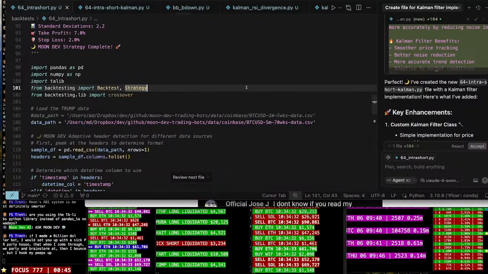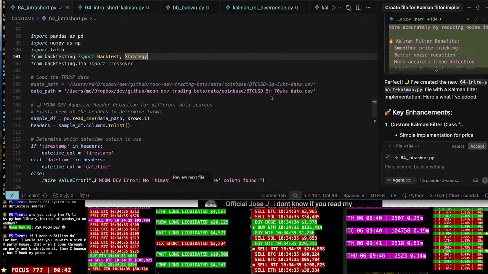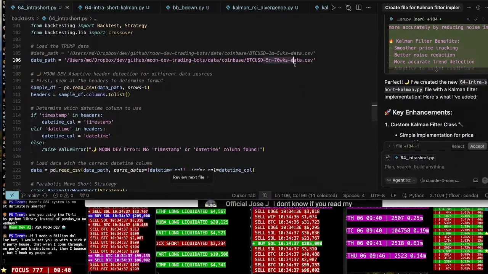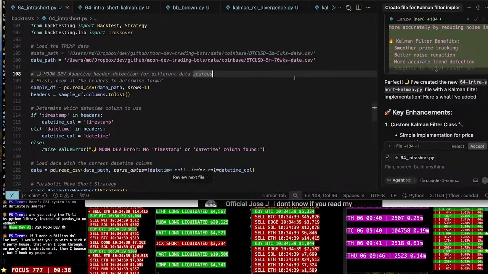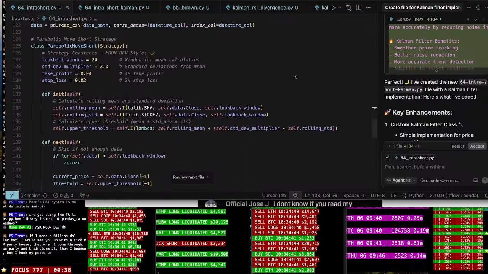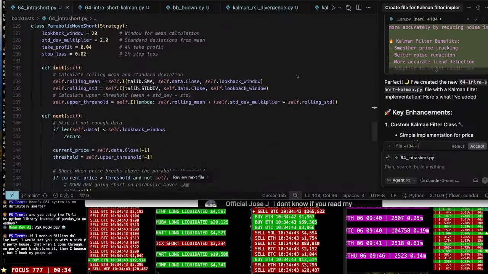again, just one piece of this could change your system forever. 70 weeks at 5-minute data. 70 weeks is pretty long for 5 minutes, though. Now, the regime has been kind of choppy, so.